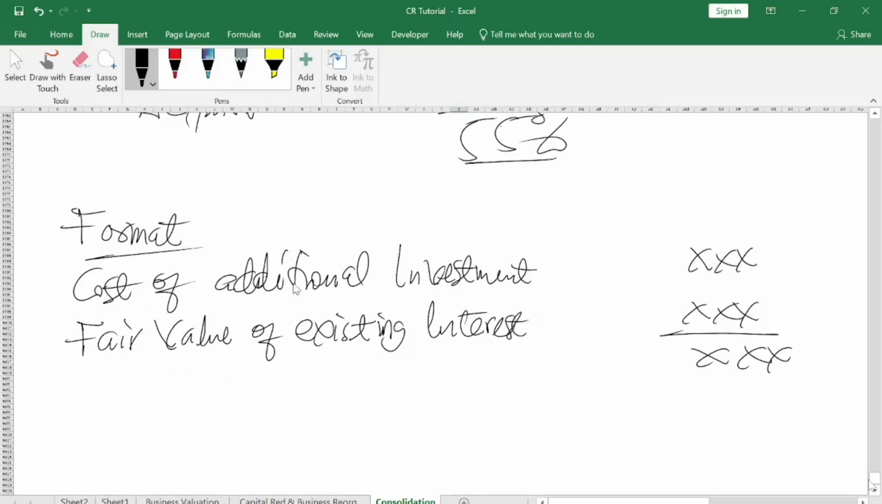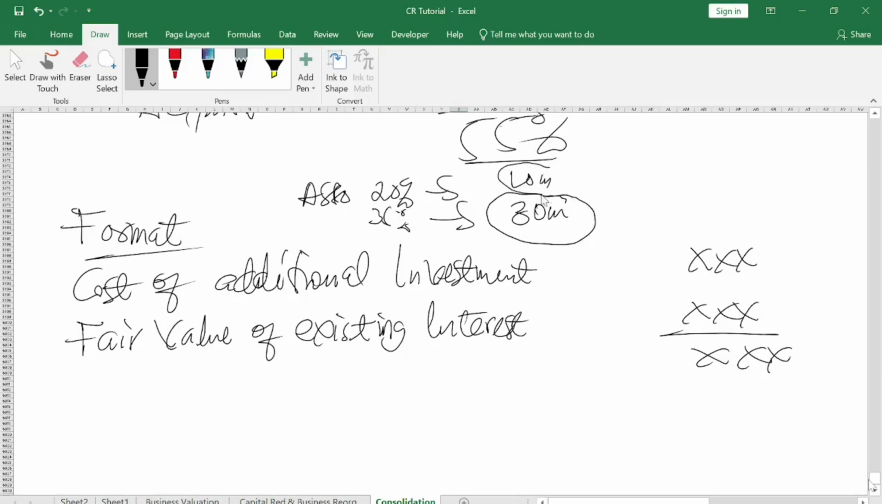So what this may mean is that assuming you have maybe 20%, right? You are an associate. You have 20% in the company and you bought it at the price of maybe 10 million. And you further bought the company again, so this time you bought 35%, and it costs you maybe 30 million here. Are you with me? Now, cost of additional investment is this one, and the earlier purchase that you made is the fair value of existing interest.